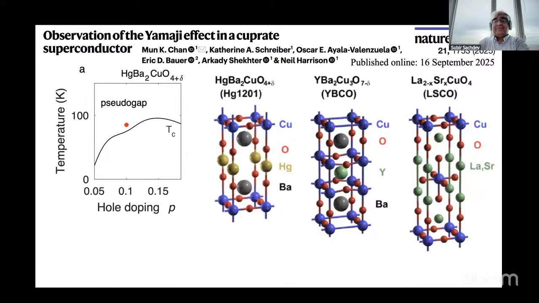But finally, I turn to the most recent experiment, which I find the most exciting. So this is in this mercury compound again, at this temperature around 80 Kelvin. And you notice the mercury compound has a very beautiful, simple structure. It's just copper on top of copper. So the C-axis structure is extremely simple, just AA stacking. Whereas in LSCO and YBCO, it's much more complicated. And that complicates the interpretation of angle-dependent magnetoresistance.